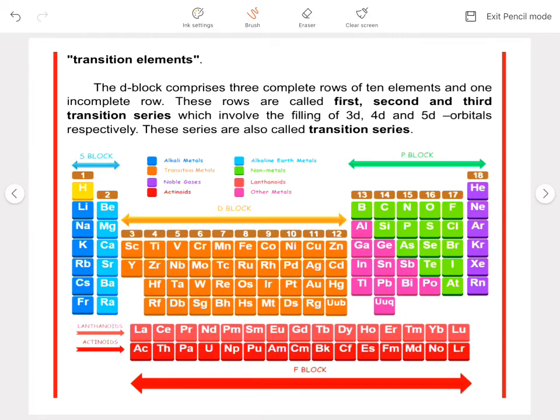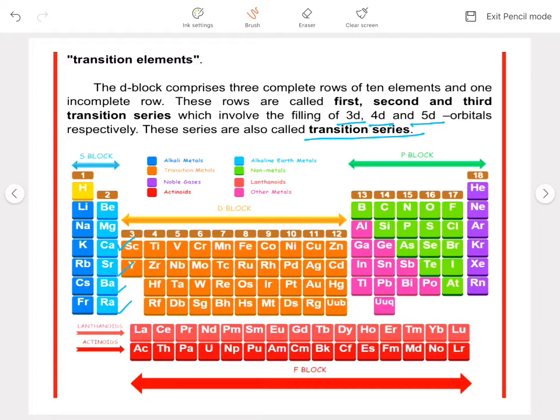See, the transition elements. The D block comprises 3 complete rows of 10 elements as told earlier. 3 complete rows, this 1, 2 and 3, and the last is incomplete, which means some of the elements are not yet discovered. So 3D, 4D and 5D are complete series. These 3 series are also known as first, second and third transition series.